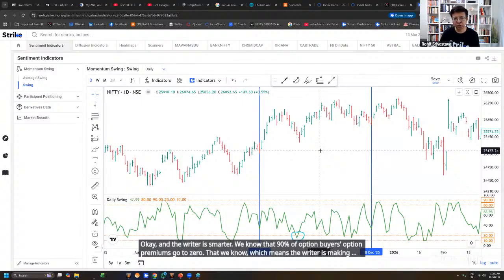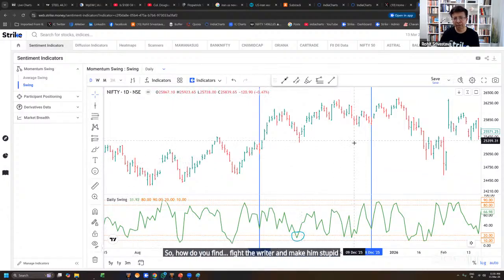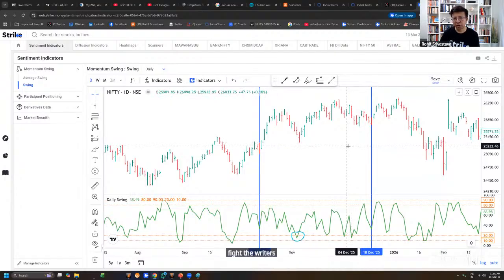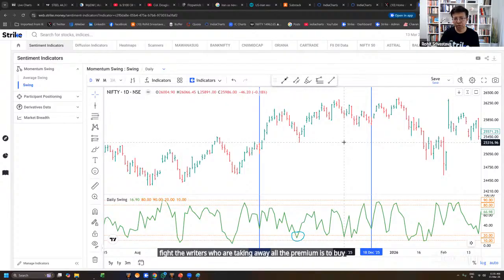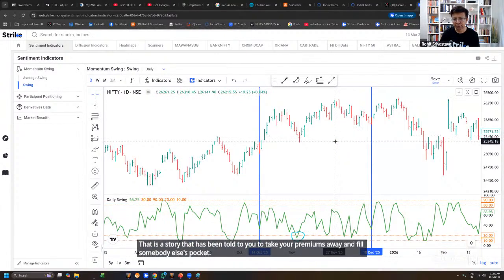The writer makes money on time. So how do you fight the writer and make him stupid? Answer: buy time. The only way you can fight the writers who are taking away all the premium is to buy more time, not less time. That is a story that has been told to you to take your premiums away and fill somebody else's pocket.